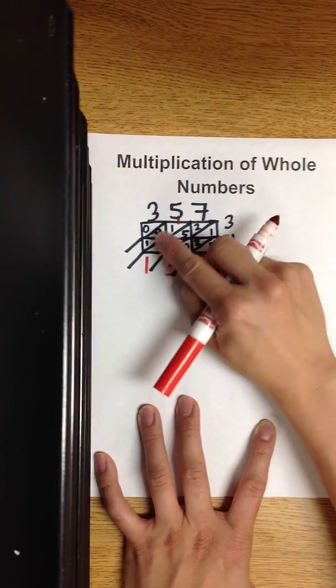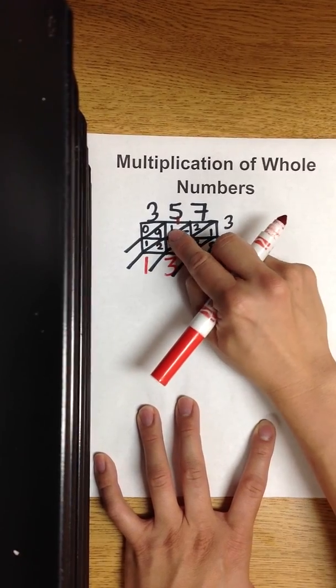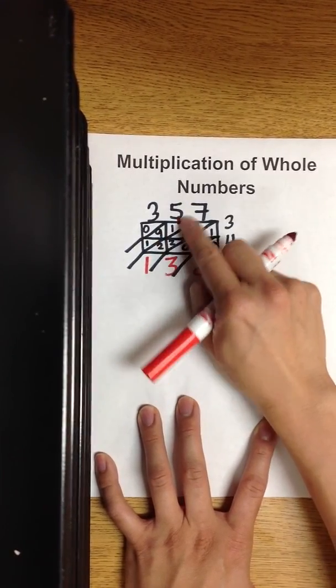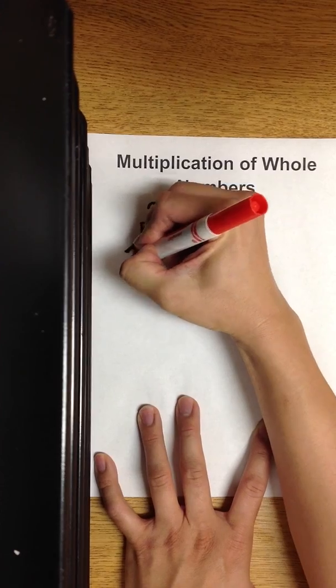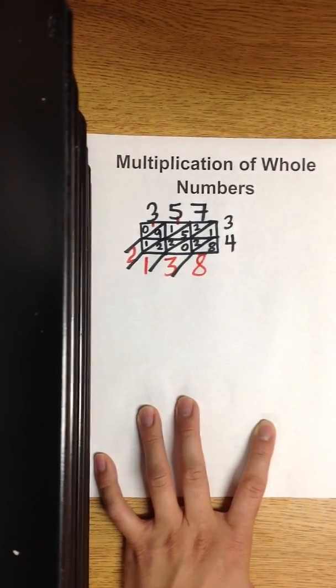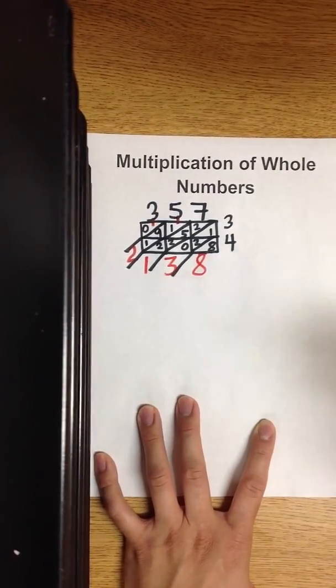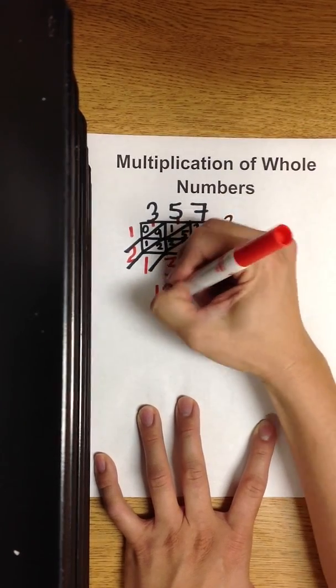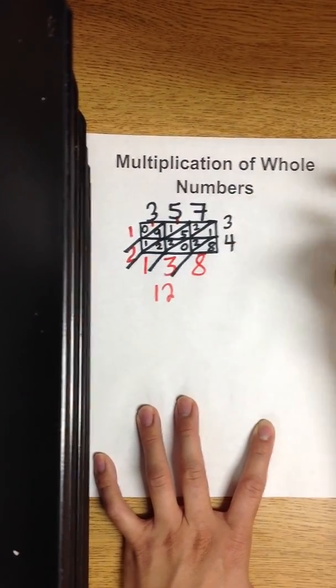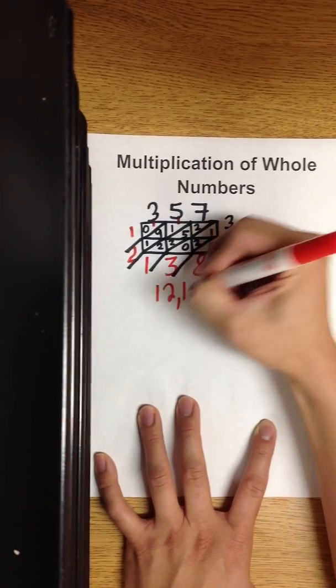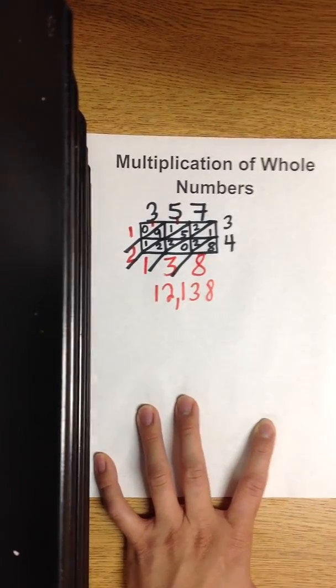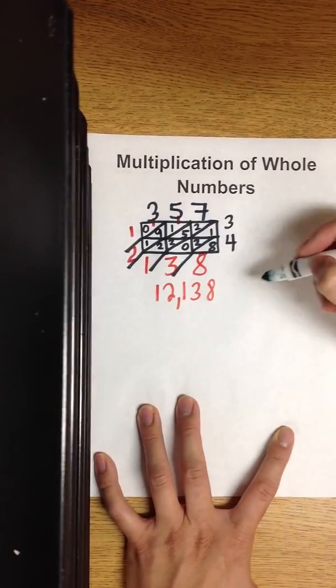Now let's look at the thousands place. You have 1, 9, 1, 1. It adds up to 12. So 2 goes here, carry the 1 to the 10,000s place. So the product of 357 by 34 is 12,138. Let's try a second example.